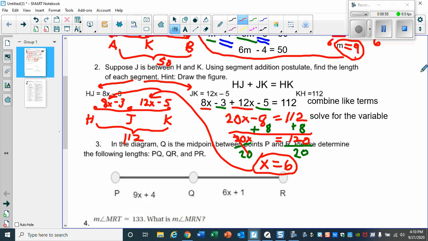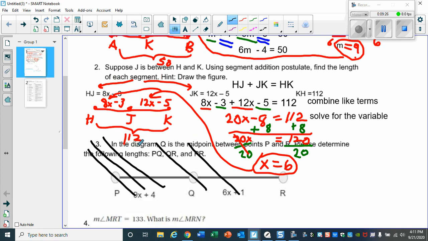HJ, JK. Now, number 3, it turns out, if anybody tried it, there was a mistake. It was because I typed in the wrong number. I made a mistake on that one. So number 3, do not worry about number 3. That's not going to count. So do not do number 3. You don't have to worry about it.